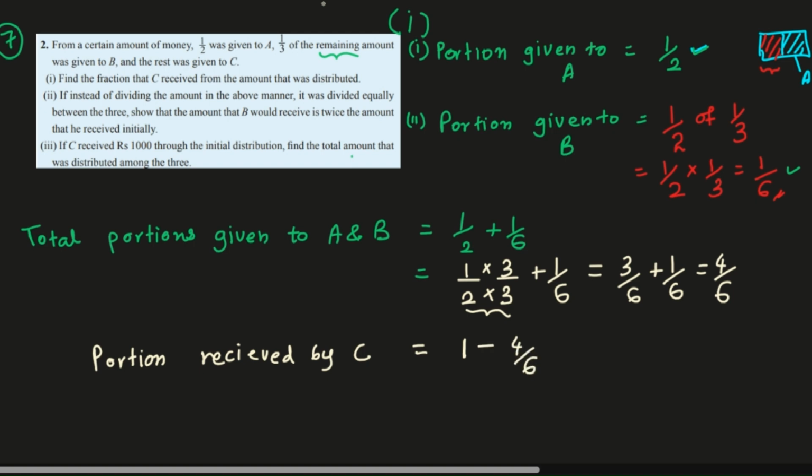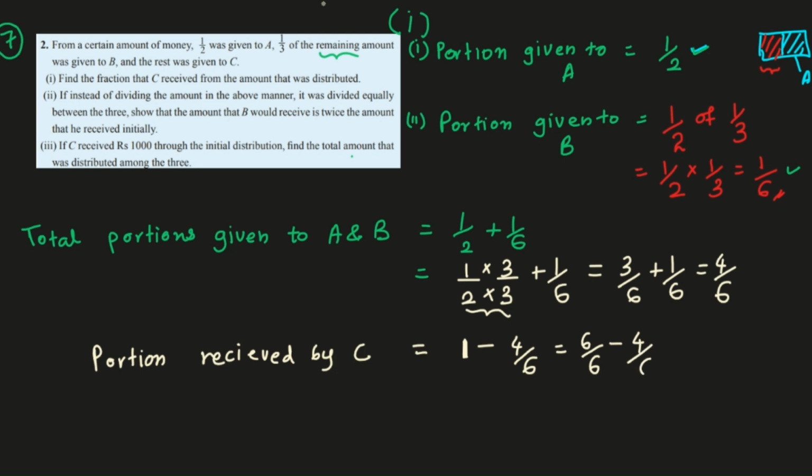So 4 upon 6 is the portion given to both A and B in total. So you have to subtract to find the portion given to C. You have to subtract 4 upon 6 from the whole value of the land, which equals 1. You know that 1 can be written as 6 upon 6. So 6 upon 6 minus 4 upon 6, the answer will be 2 upon 6.